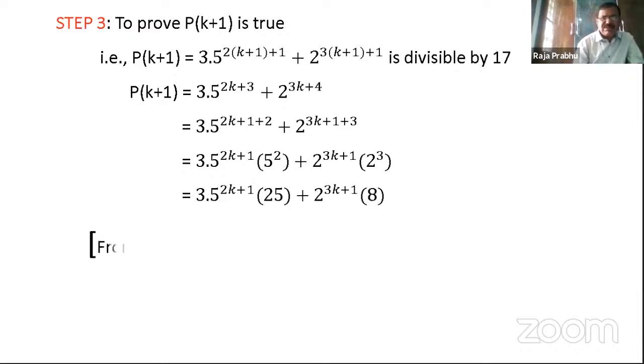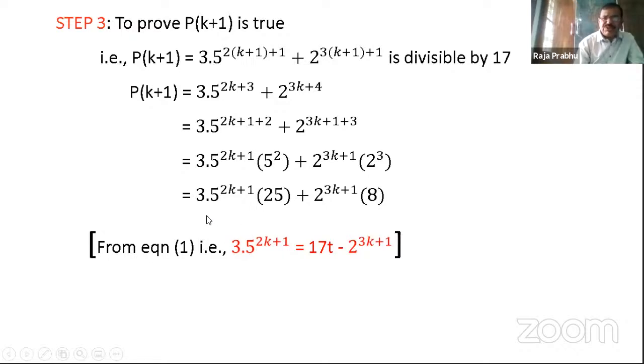So it is now, in the place of 5 square there is 25, in the place of 2 cube there is 8. Then it becomes, okay, now here I'm going to use something from equation 1, which we considered in the previous step. What is equation 1? I have written here once again. That is 3 into 5 to the power of 2k plus 1 is considered as 17t minus 2 to the power 3k plus 1. This we named as equation 1, which is written here.